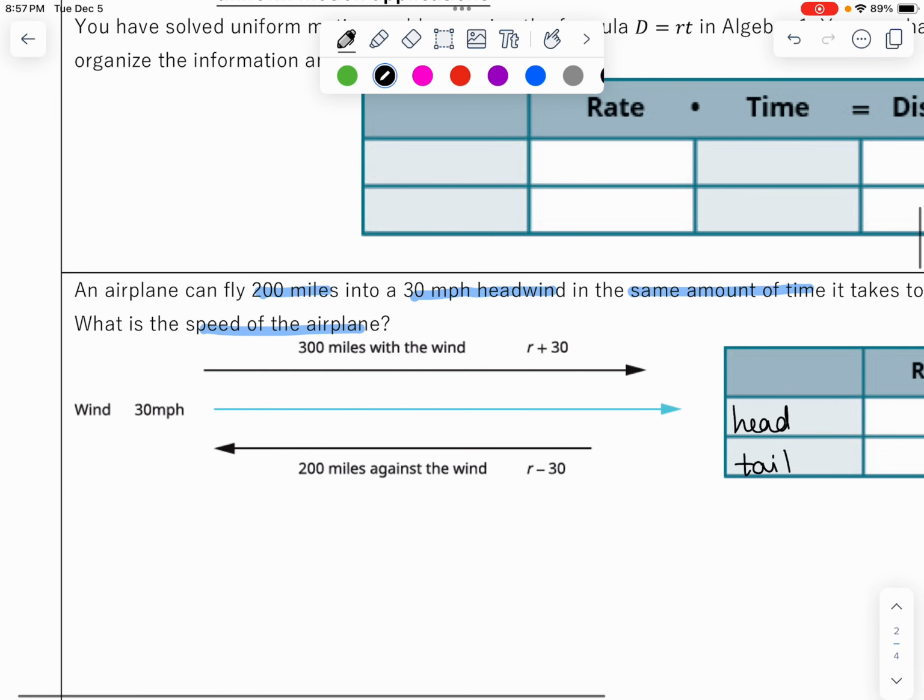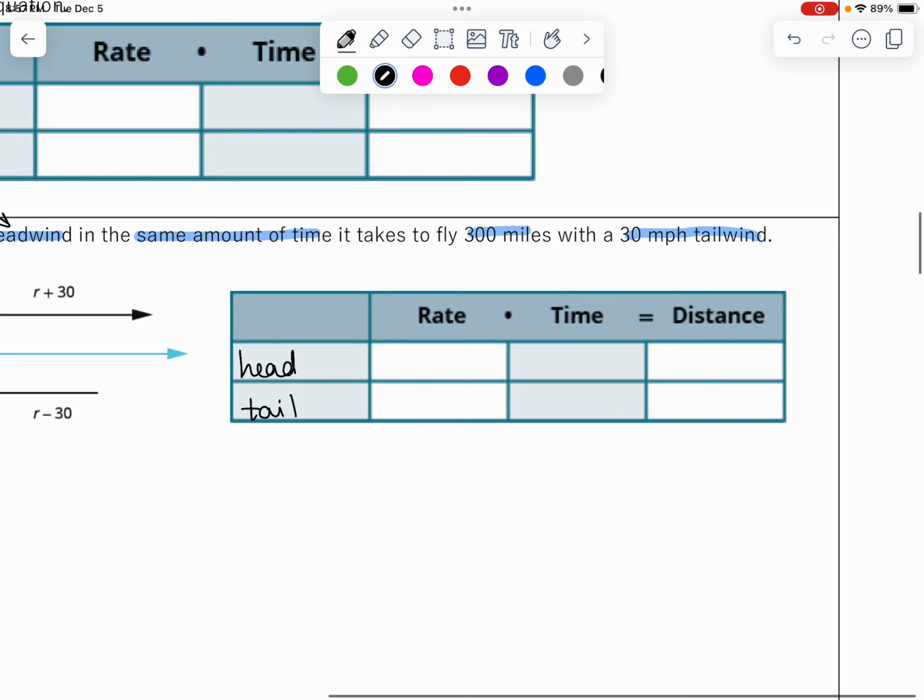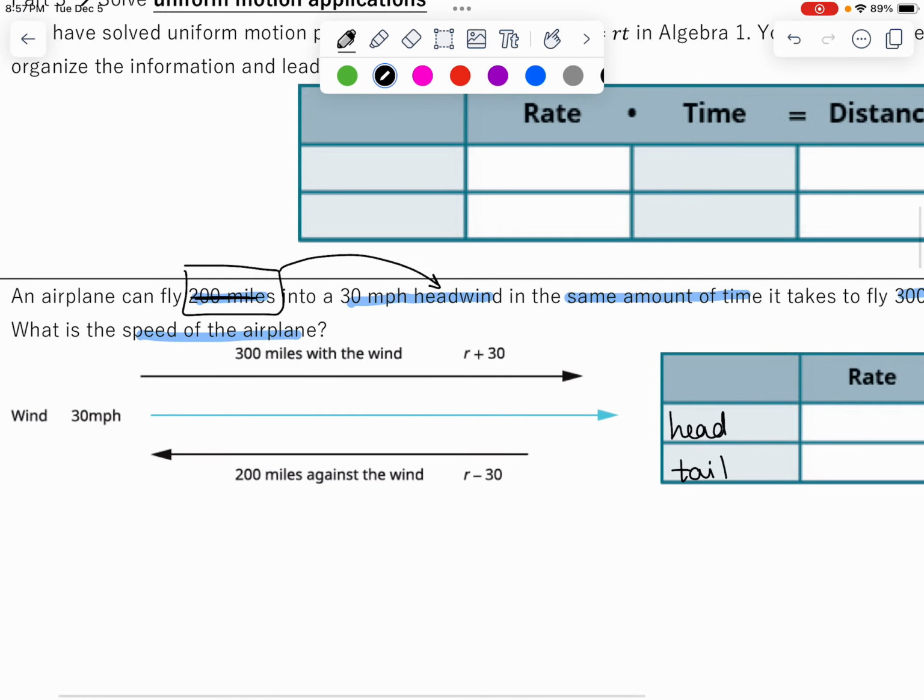What is this? Is this a distance, a rate, or a time? Distance. And it's the distance for the headwind. Now this one, the headwind: is that a rate in miles per hour, or is it a time? That would be a rate.